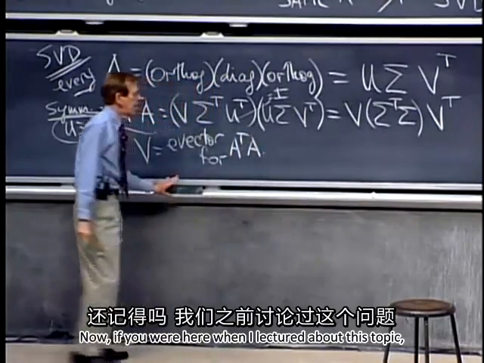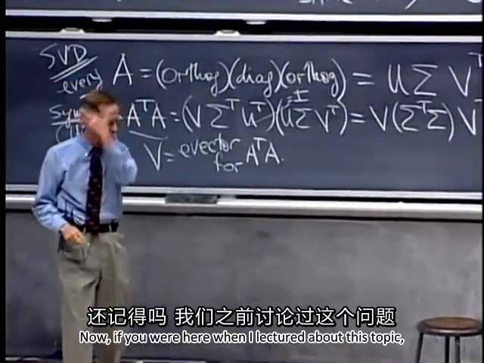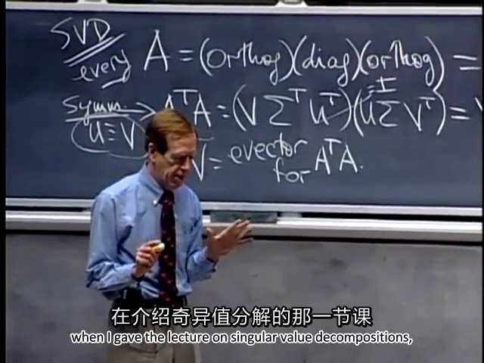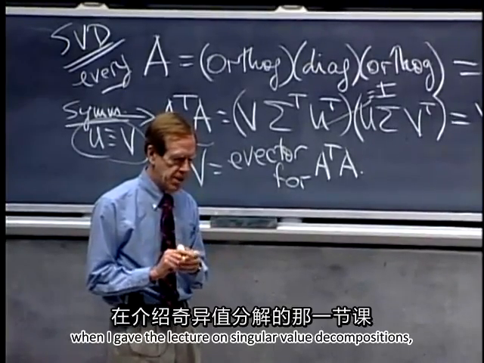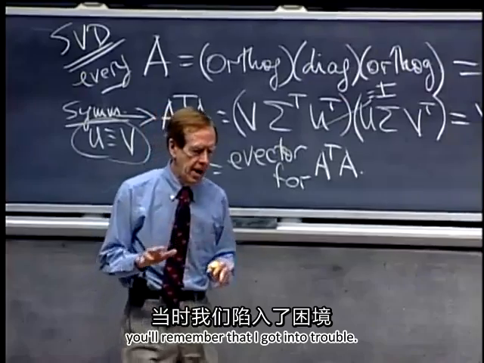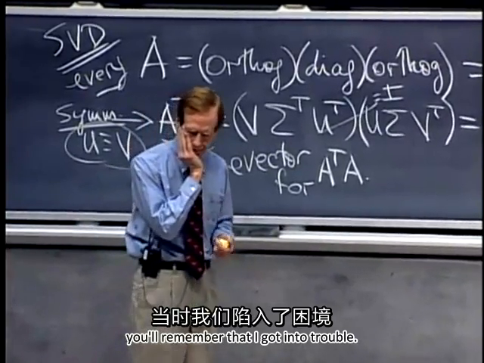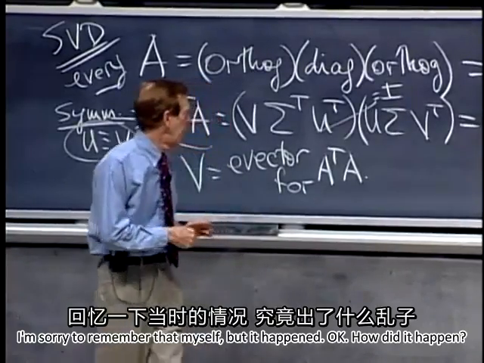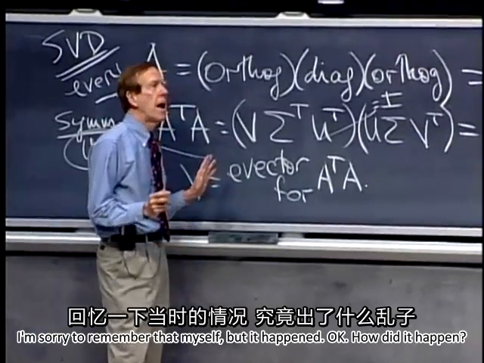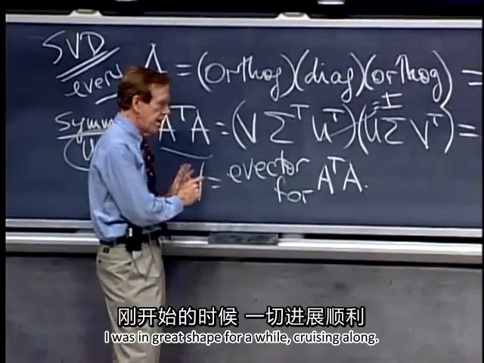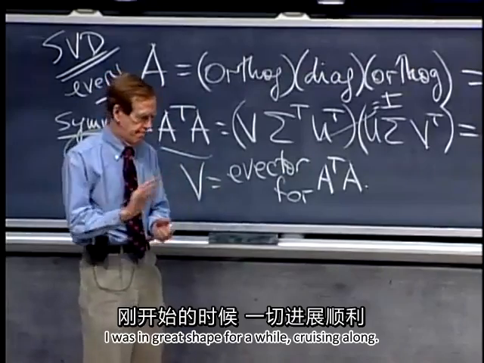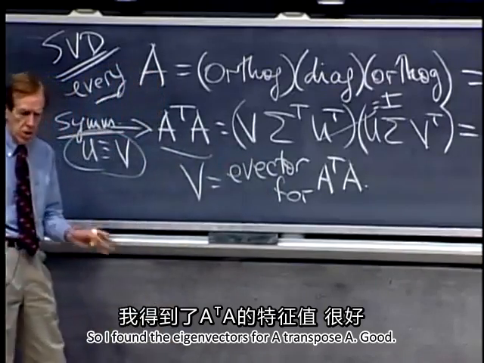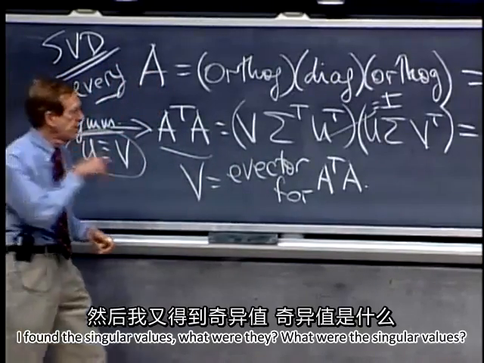Now, if you were here when I gave the lecture on singular value decompositions, you'll remember that I got into trouble. I'm sorry to remember that myself, but it happened. How did it happen? I was in great shape for a while, cruising along. So I found the eigenvectors for A transpose A. Good. I found the singular values.